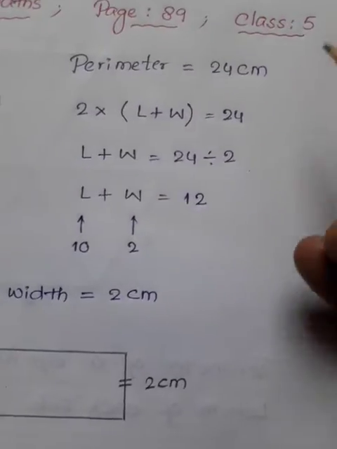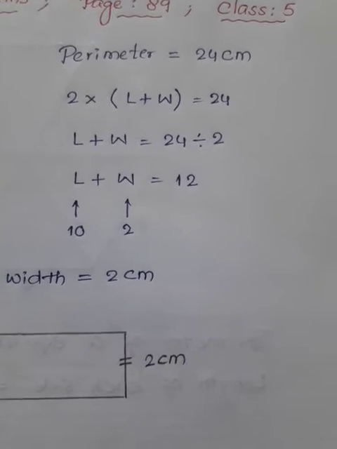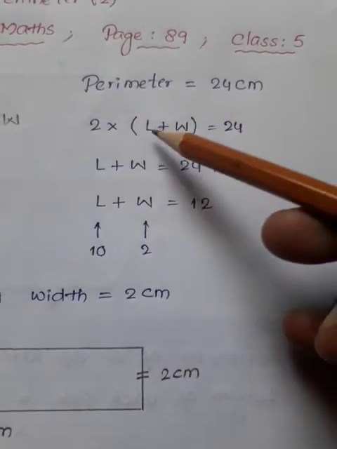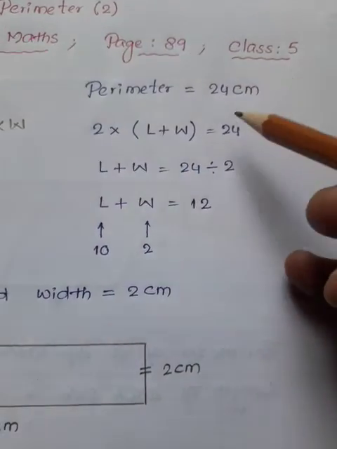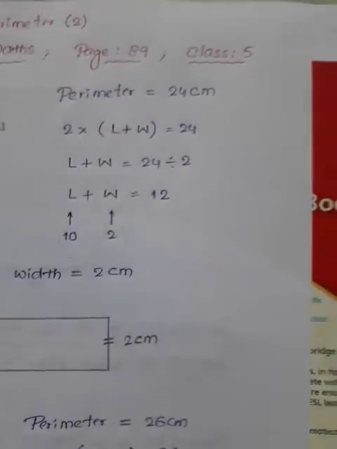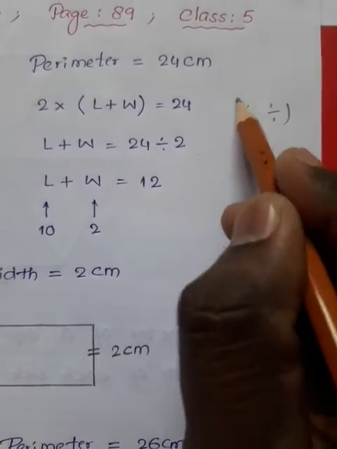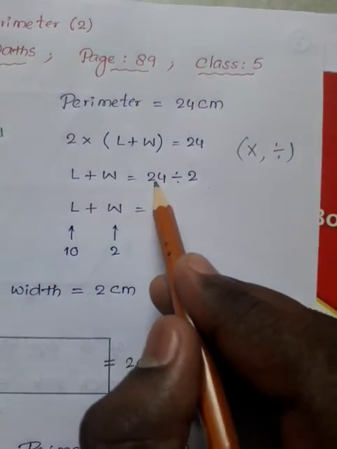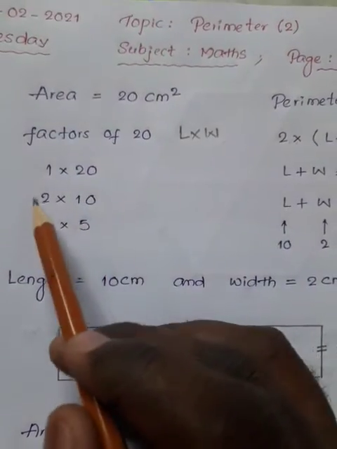Now coming to the perimeter. The perimeter is 24 centimeter. I explained this when I started the explanation of perimeter. The perimeter of a rectangle is 2 times length plus width. If it is multiplied by 2 here, when you move it to the other side, remember division. There is always a relation between multiplication and division. If you move it from left to right, it changes to division. So 24 divided by 2 is 12. Now check which two numbers, when I add them, give the answer 12.